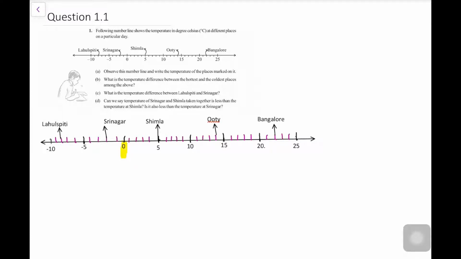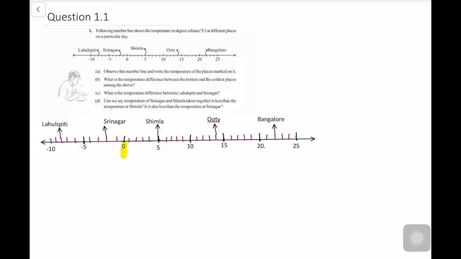Now, when you observe the number line, you can see that 0 is over here as highlighted, and only the place Shimla is the place where you know the temperature. Shimla is marked at 5 degrees Celsius. Other places like Ooty, Bangalore, Srinagar, Lahul Spiti, all these temperatures are unknown. But don't worry, it's quite easy to find out the temperature of these places. There is no calculation involved. It's just marking on the number line, and there you go.